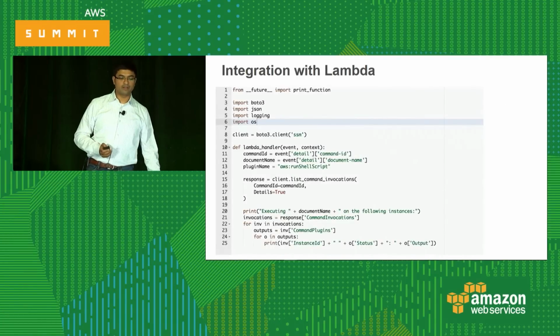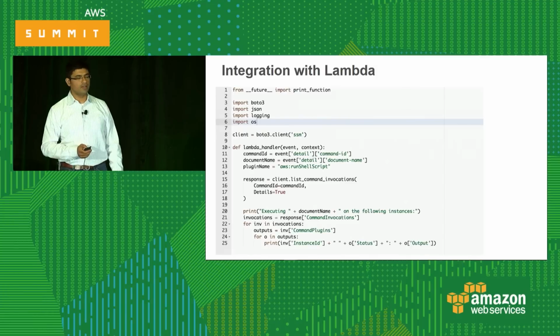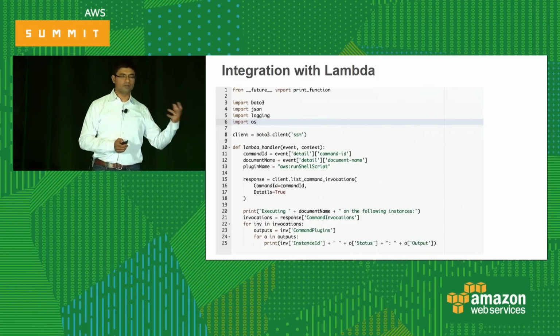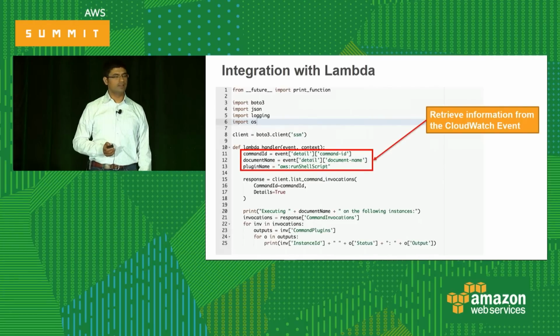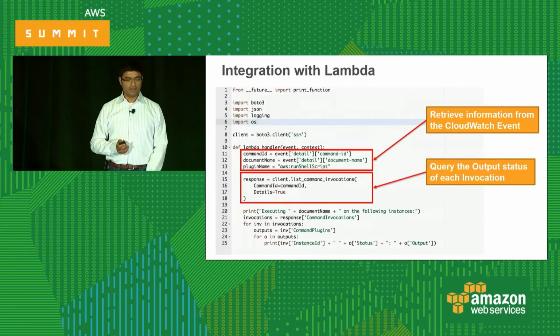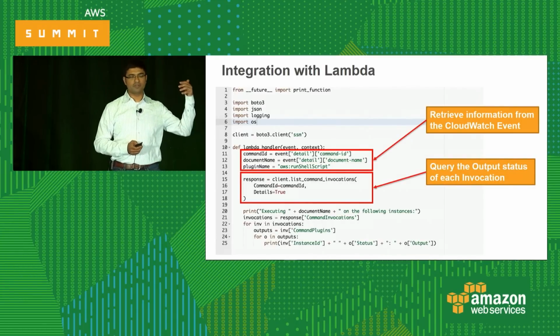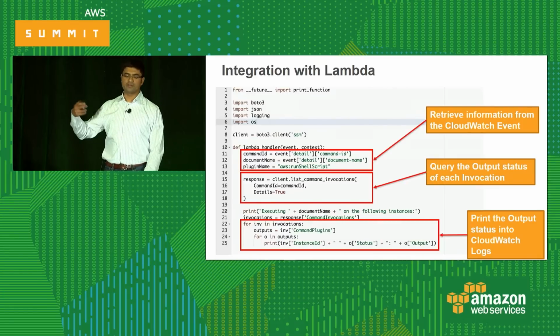Let's take a look at a concrete example. Here's an integration with Lambda. So what I'm doing here is I've set up a CloudWatch event rule to trigger a Lambda function. So let's just walk through a little bit of this Lambda function. What it does is it retrieves the event parameter. It lists the output of the command that this event pertained to. So basically calls the run command list output command. And then it writes the output right into CloudWatch logs.